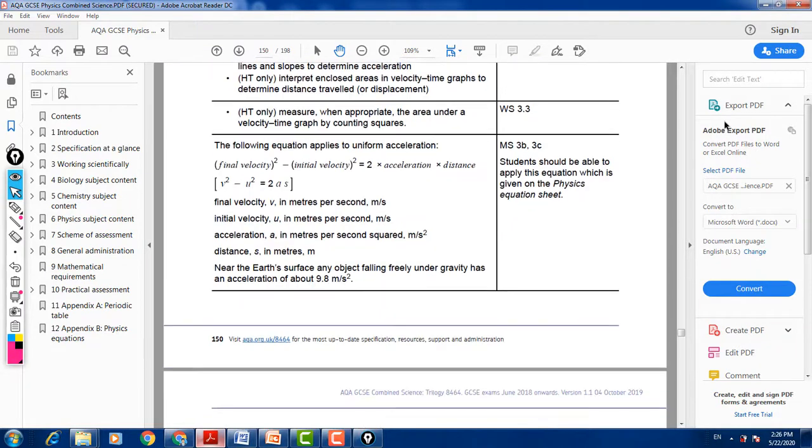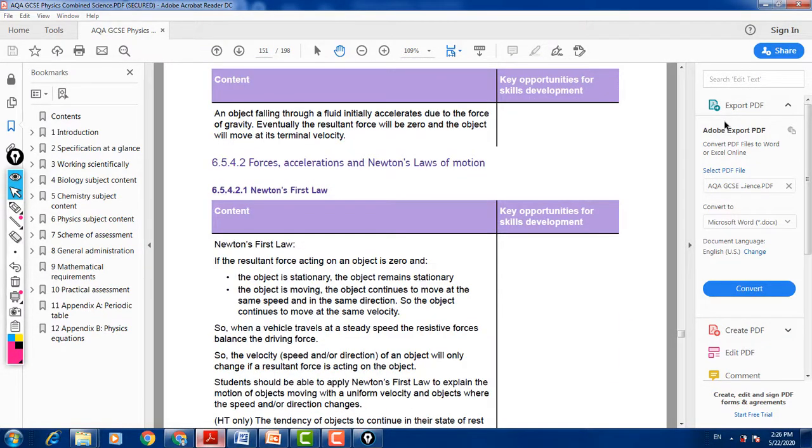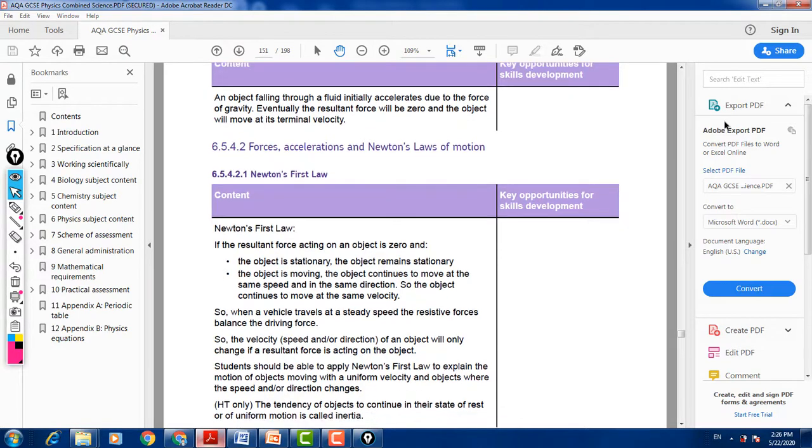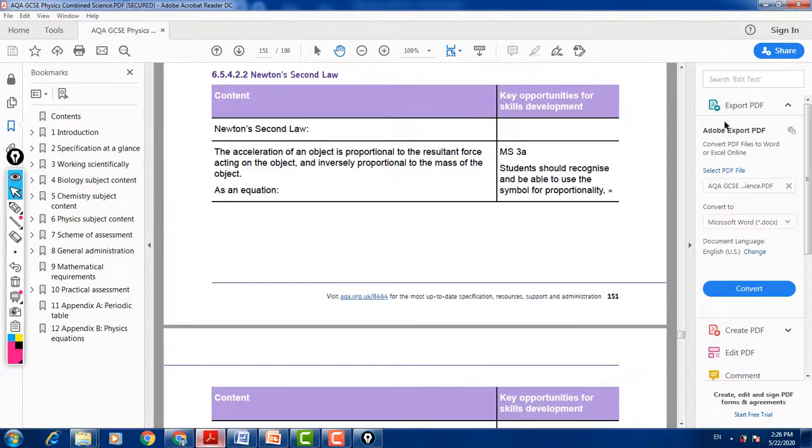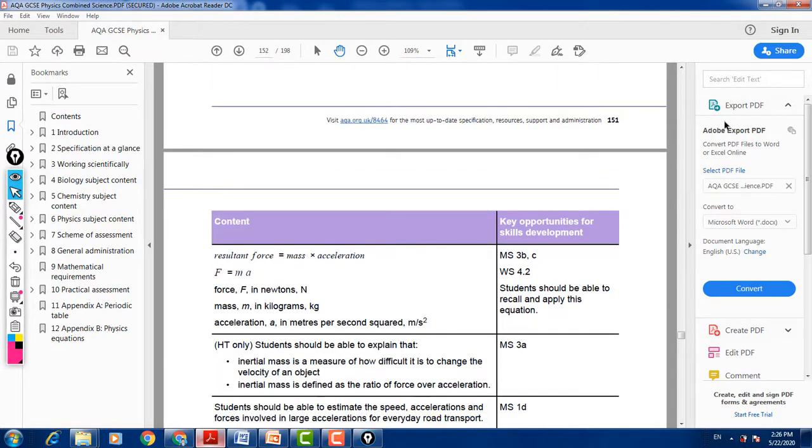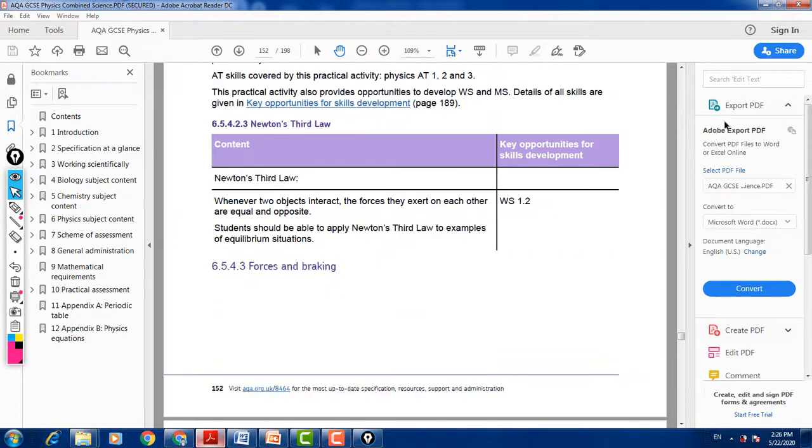acceleration. And after that, we'll study forces, acceleration, and Newton's laws of motion. In forces, acceleration, and Newton's laws of motion, first of all, we'll discuss Newton's first law of motion, then Newton's second law of motion. Then we'll see the definitions, that is the formulas, related to Newton's second law of motion, and then comes Newton's third law.